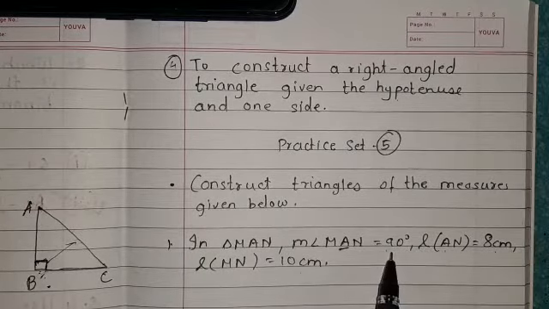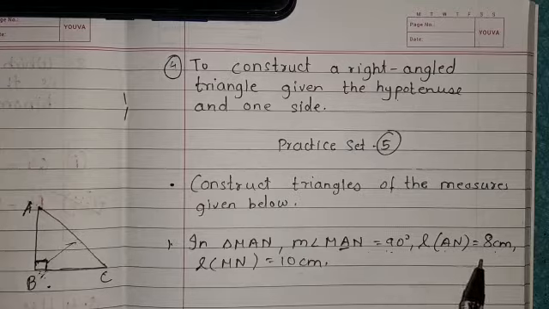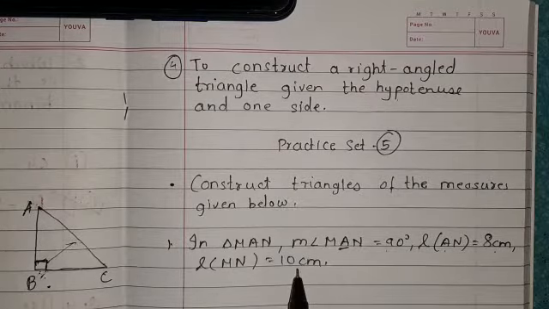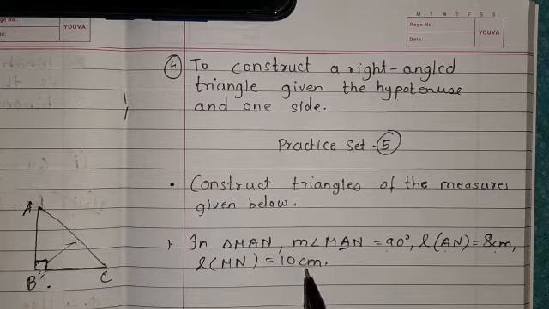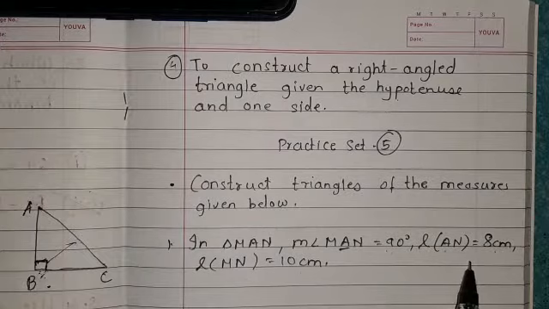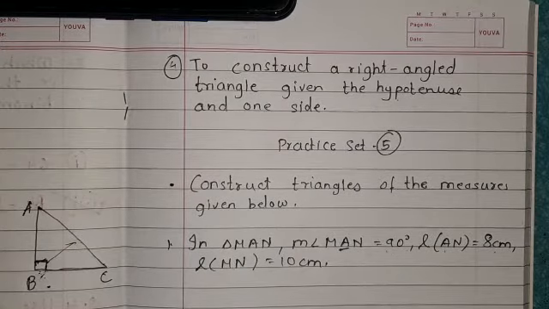If this is a right angle triangle, then one will be its hypotenuse. And I told you hypotenuse is the longest side. So 8 or 10, which number is greater? 10, so this will be our hypotenuse and this will be our one side. So in this sum they have given us the right angle measurement, that is 90 degree, one hypotenuse and one side.